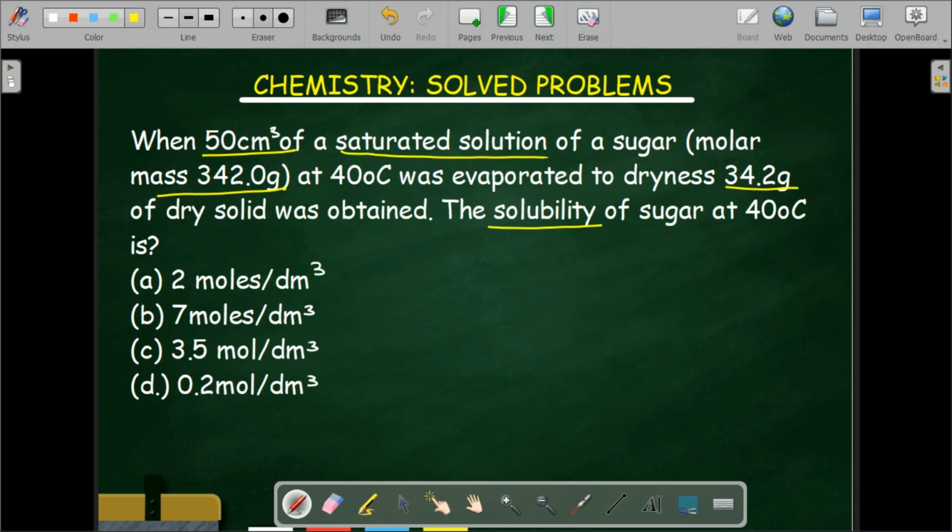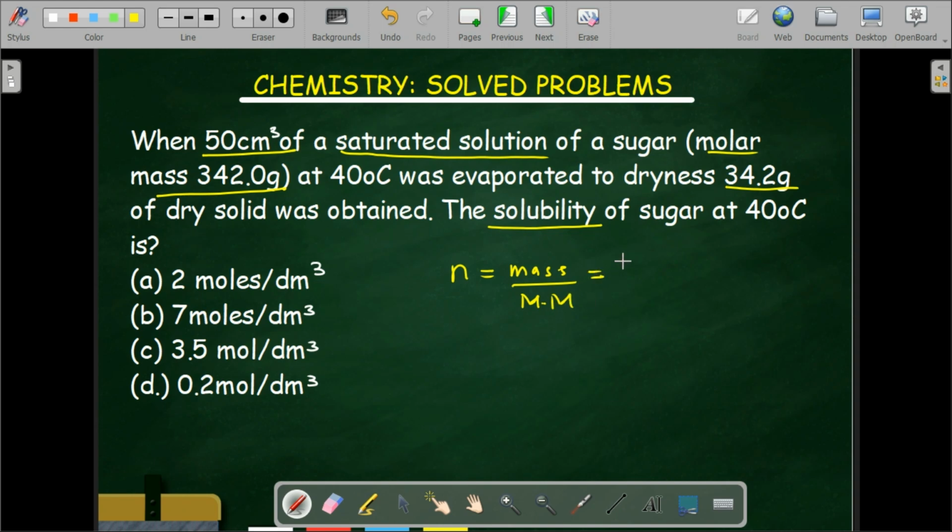We are given the molar mass of the sugar, majorly because all our options are given in moles per dm cube, which implies that our solubility is requested in moles per dm cube. Now, what do we do? First, you can calculate the number of moles, since we know the molar mass and the mass of the sugar. The number of moles is the mass of solute over the molar mass of the solute.